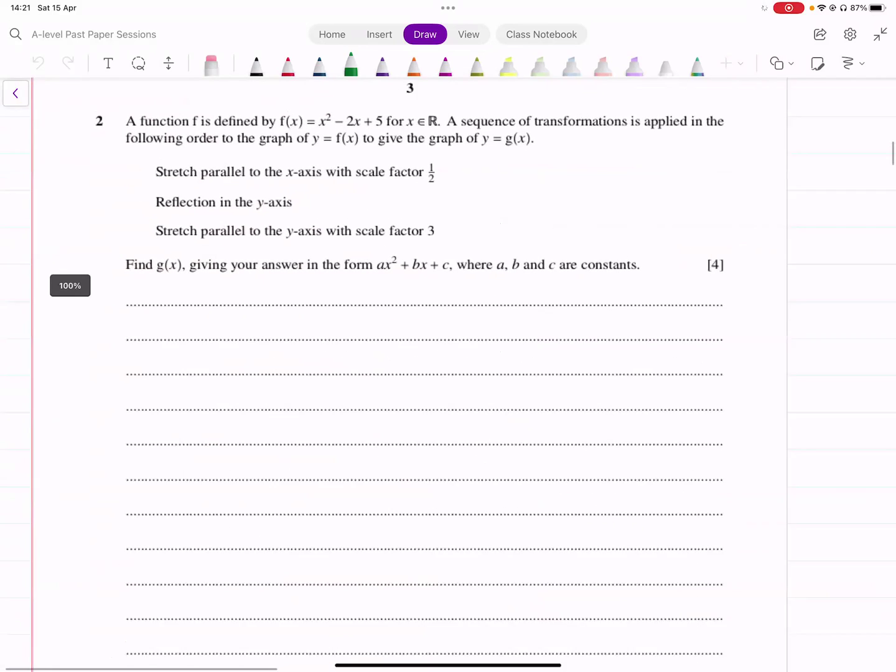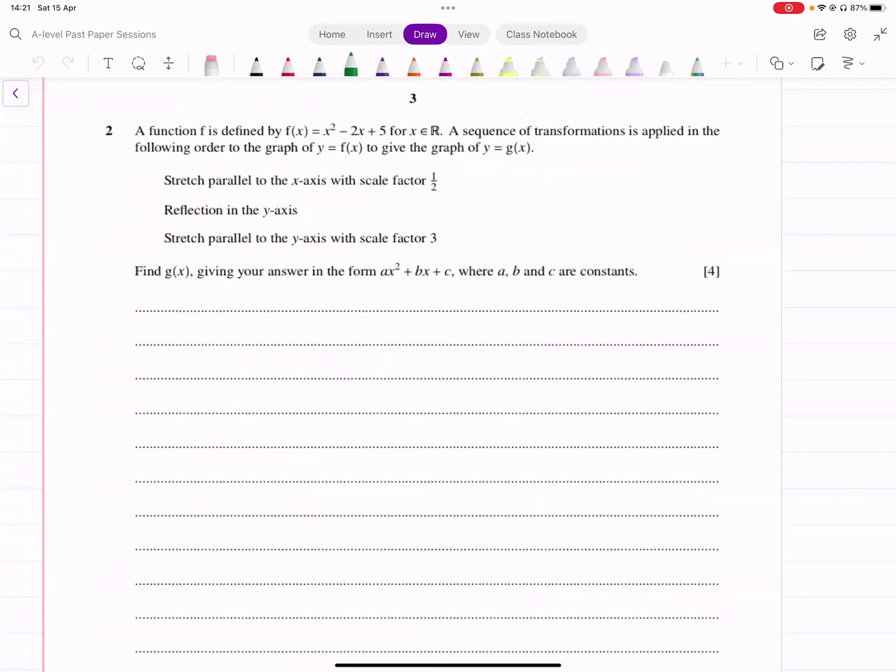We have this function f, which is defined by f of x equals x squared minus 2x plus 5 for all real values of x. Okay. We have this function x squared minus 2x plus 5. A sequence of transformations is applied in the following order to the graph of y equals f of x to give the graph of y equals g of x.